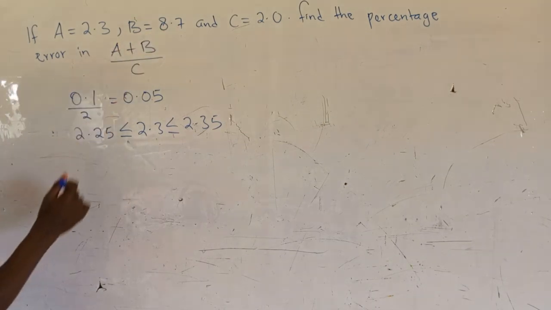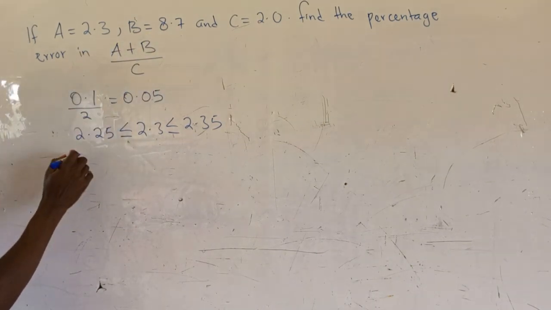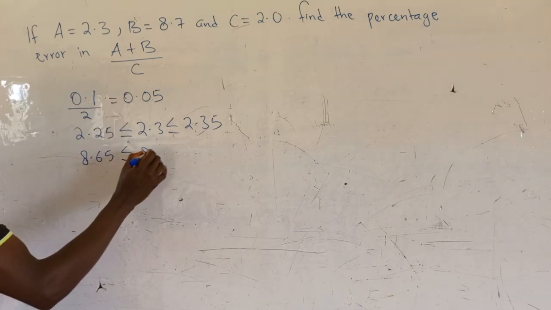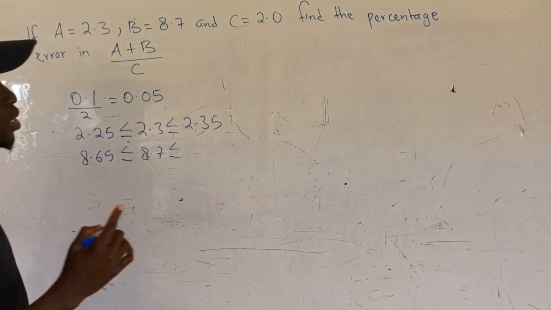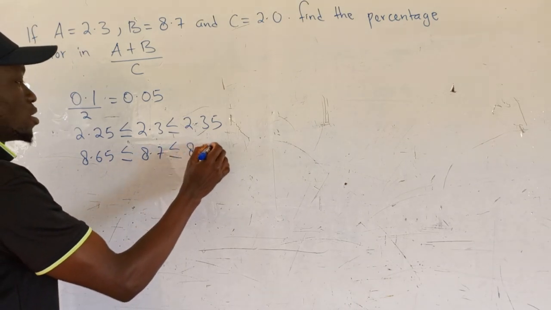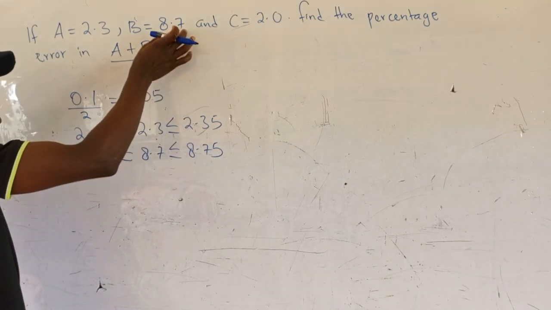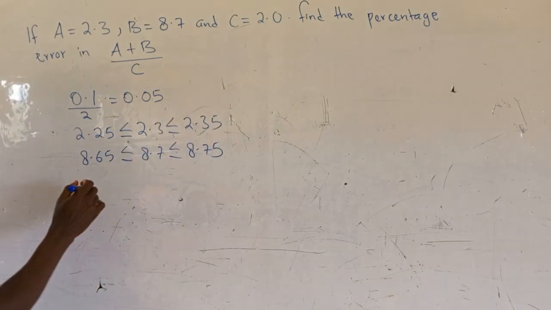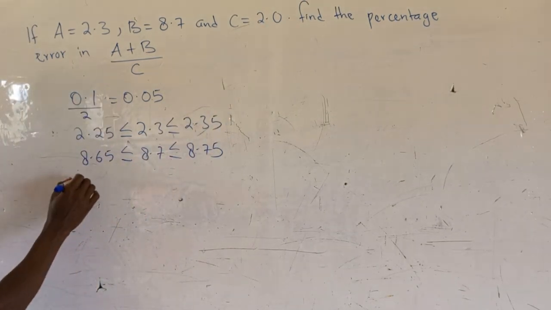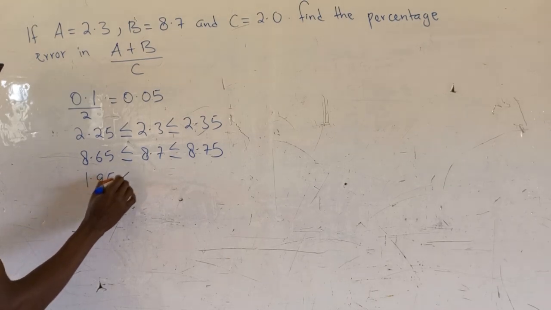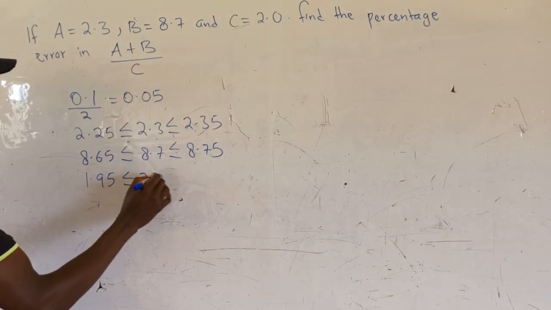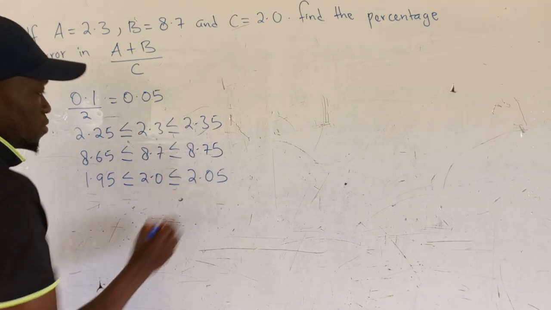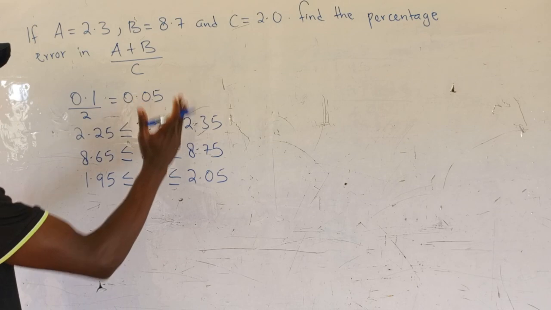If you come to this one, if you subtract to get the lower limit, you're going to get 8.65. Then we have 8.7 as the measurement. Then the upper limit is going to be 8.75, if we just add this one to get the upper limit. When you come to this one here, the lower limit is going to be 1.95. Then we have 2.0. Then the upper limit is going to be 2.05. So these are the lower limits and the upper limits.